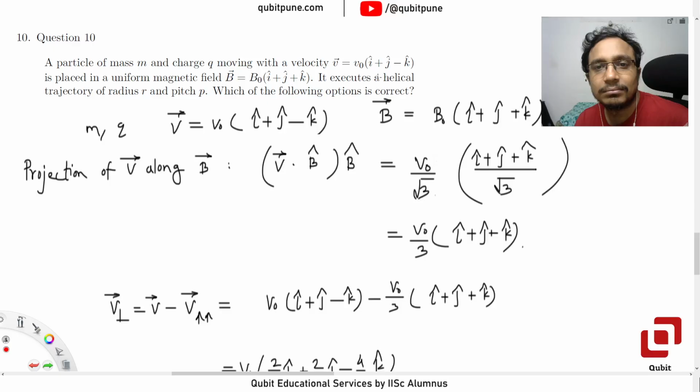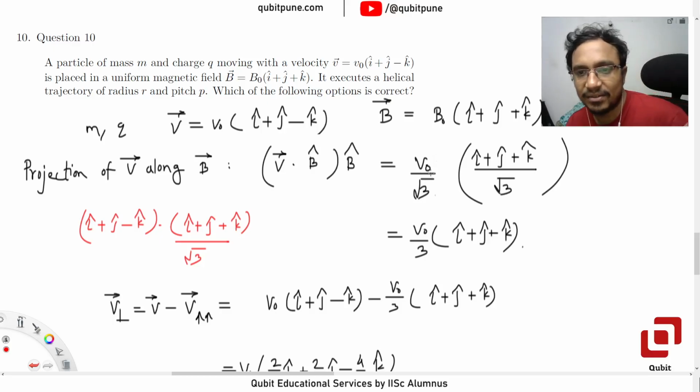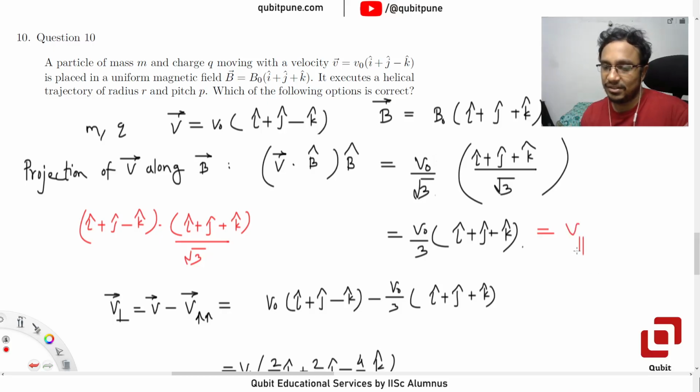Let me do it here. V bar dot (i plus j plus k by root 3): 1, 1, 2 minus 1 is 1. So that's 1 by root 3. That's correct. And the unit vector B cap again. So that gave me V naught by 3 (i plus j plus k). But this is actually V parallel, in NCERT notation. I need to subtract it from V to get V perpendicular. Okay, so I did that.